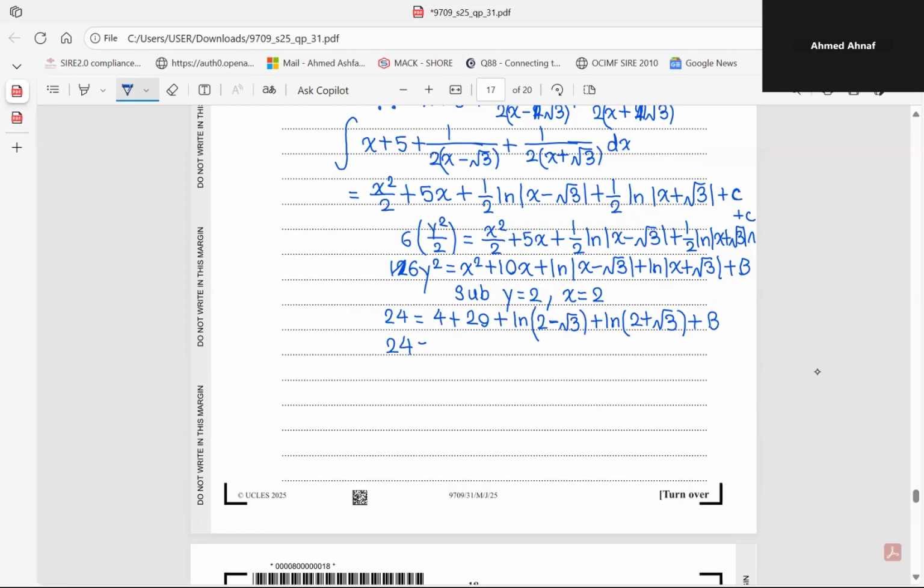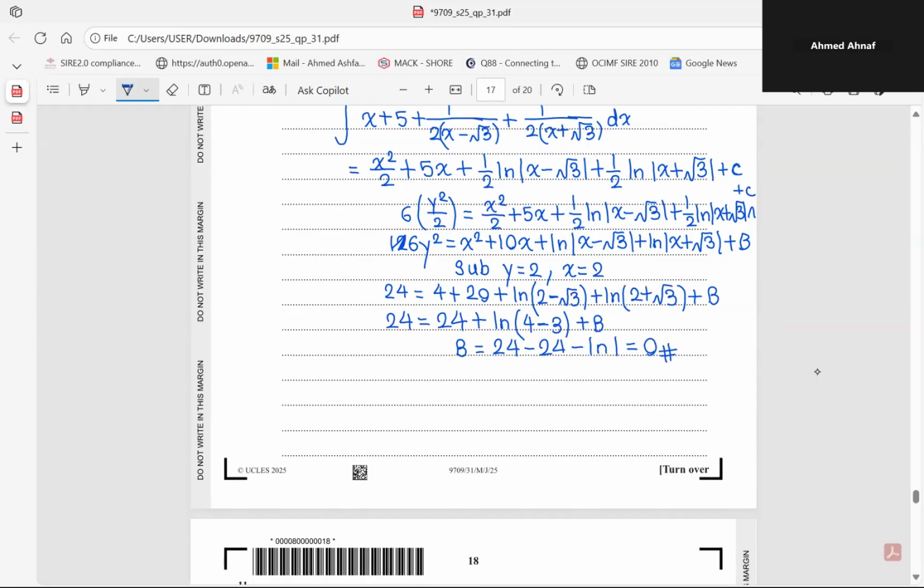So simplifying both sides and combining the lns together, since both of them have the same base. So we can multiply the 2 minus square root 3 and 2 plus square root 3. So this would just give us 2 squared, 4, minus square root 3 squared, which is minus 3, plus b. So b would be equal to 24 minus 24 minus ln 1, which is equal to 0. So no constant in the end.